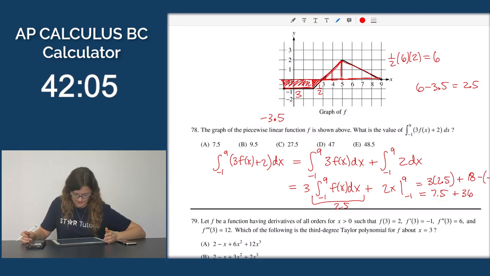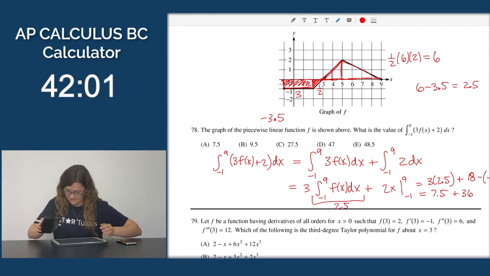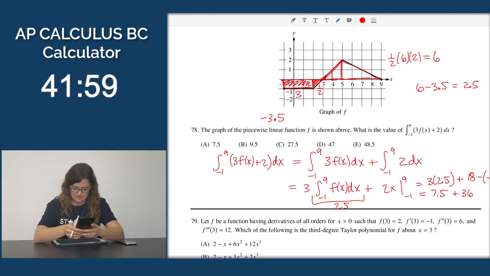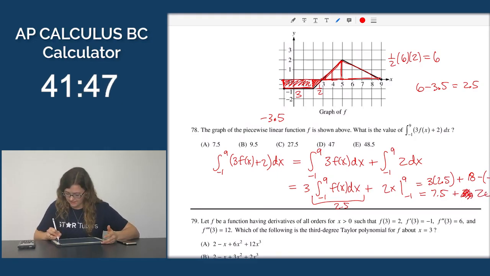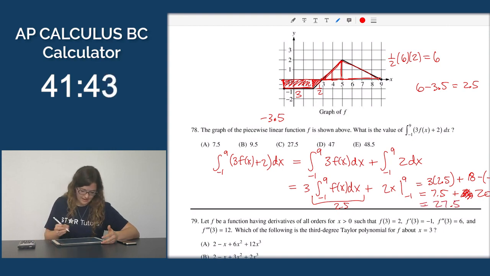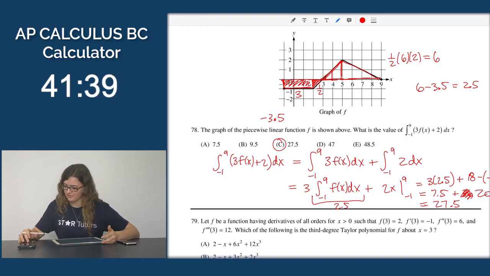Uh-oh. Okay. I must have calculated something wrong. So let's see. 18. It is supposed to be 18. Oh, it's not times. Okay, here we go. I don't know how to add. 18 plus 2 is 20. All right, we get 27.5. That's an answer. There we go. Good. All right, I'm glad 43.5 wasn't an answer because I would have picked it.